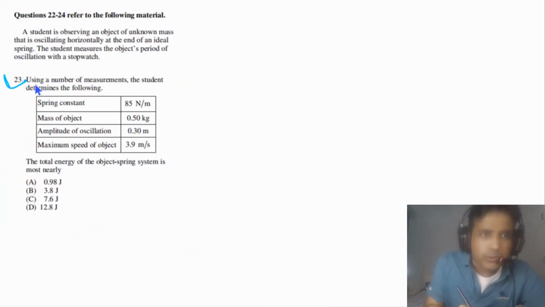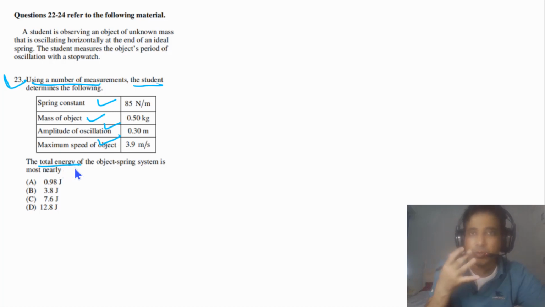Question 23 says, using a number of measurements, the student determines the following: spring constant, mass of object, amplitude of oscillations, and maximum speed of object. And we need to determine the total energy of the spring mass system. The total energy of the spring mass system we can determine in different ways.